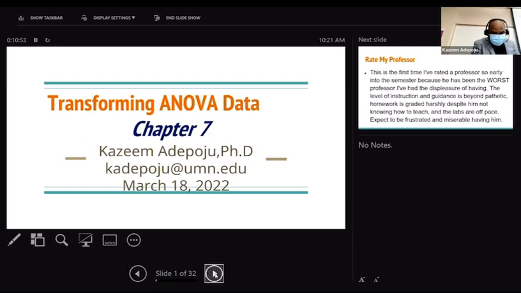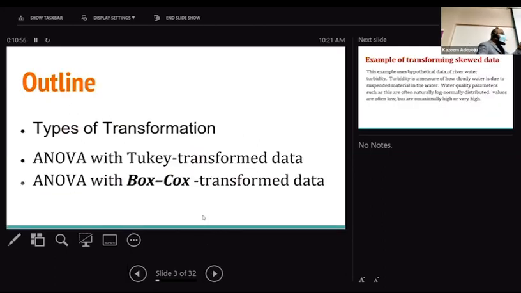Now, in the outline today, I'm going to walk you through different types of transformation. You remember we did that under linear regression as well, right? We could have a log transformation, square root transformation, reciprocal transformation. There are different kinds of transformation. We basically want to look at the one that will work at the end of the day.